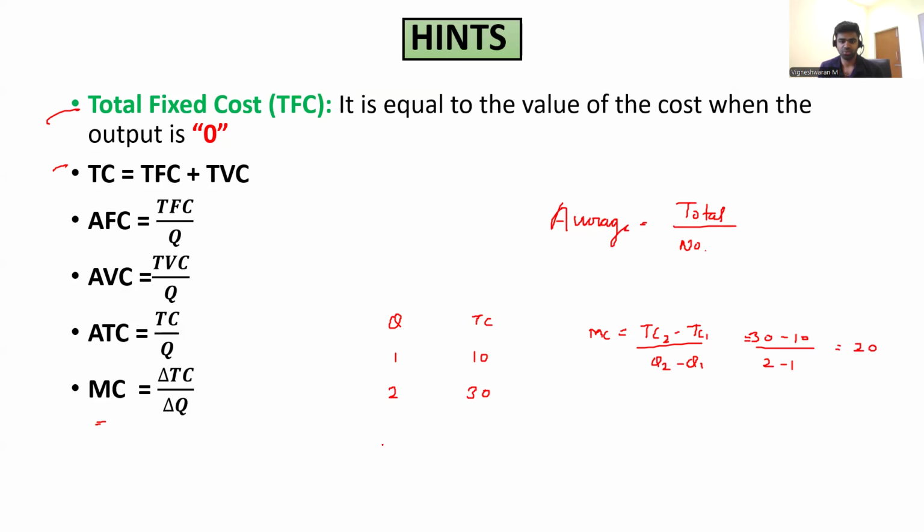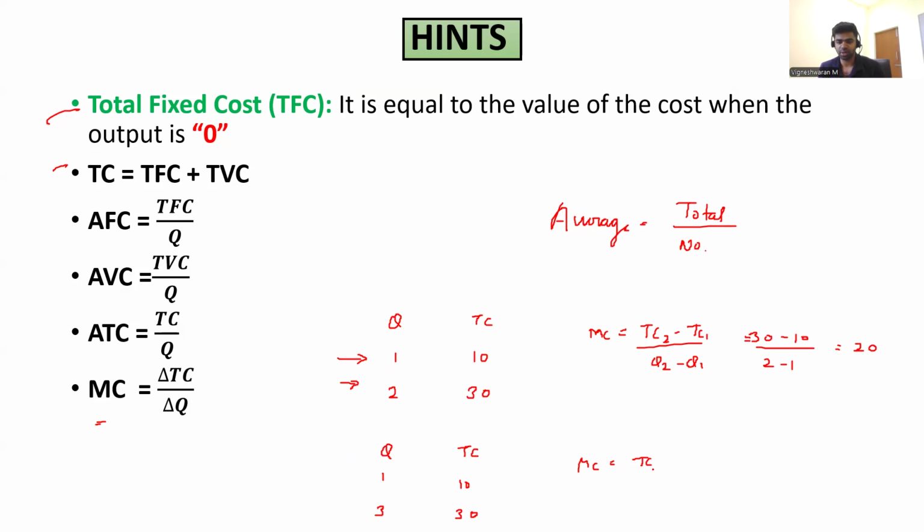For example, if the quantity is 1 and the other quantity here is 3, the total cost for one quantity is 10 and the total cost for 3 quantities, let it be 30. Now what is the marginal cost? Marginal cost is equal to TC2. It's not that TC2 means the second one and TC1 means the first one. It's this value and this value. I am taking the next subsequent values.